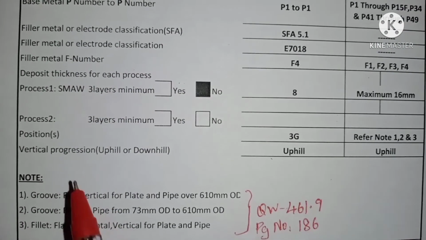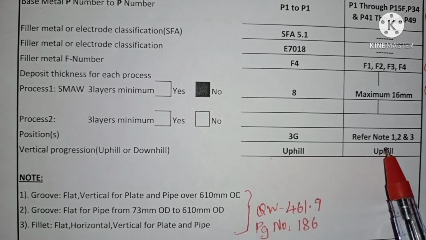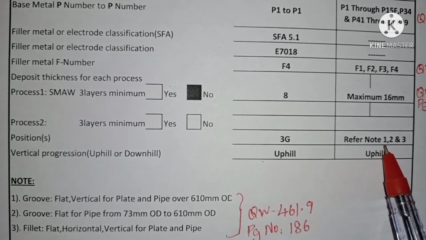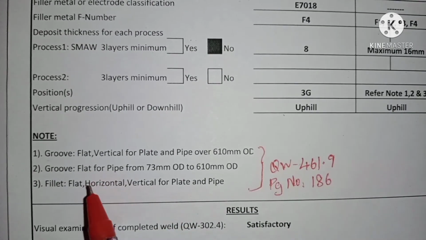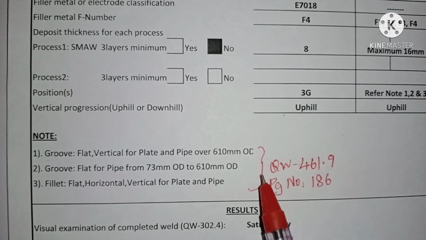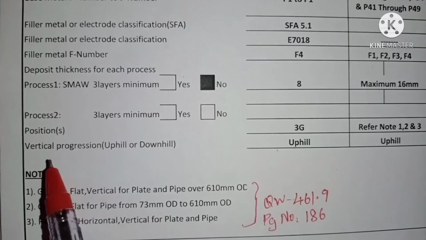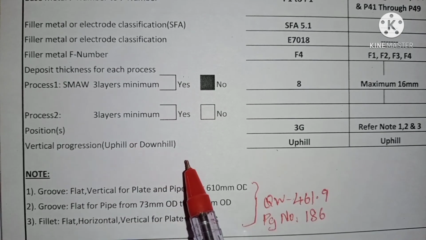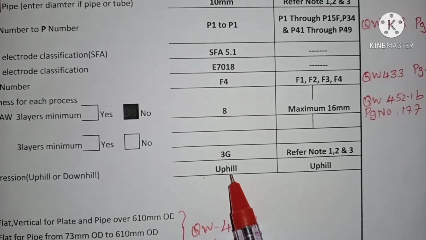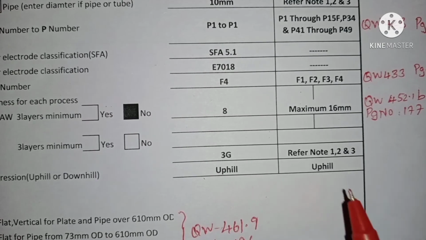Then the next variable is position. The welder welded in 3G position, so the range qualified is refer to notes 1, 2 and 3. We already discussed these notes, which are given in table QW 461.9. Then vertical progression, whether it is uphill or downhill progression. The welder welded with uphill progression, so the range qualified is uphill progression only.